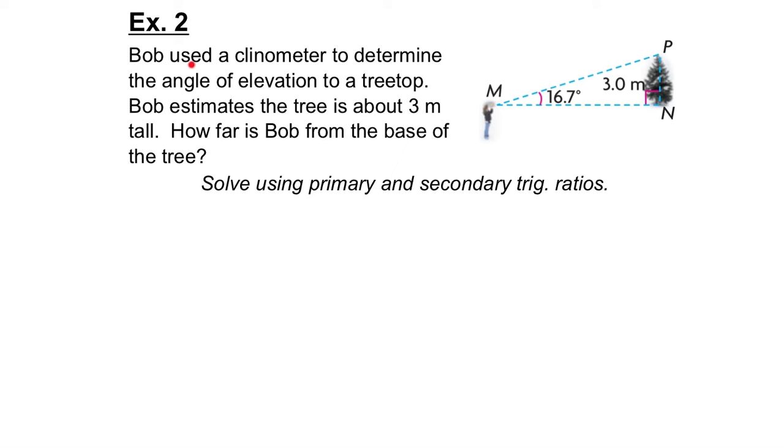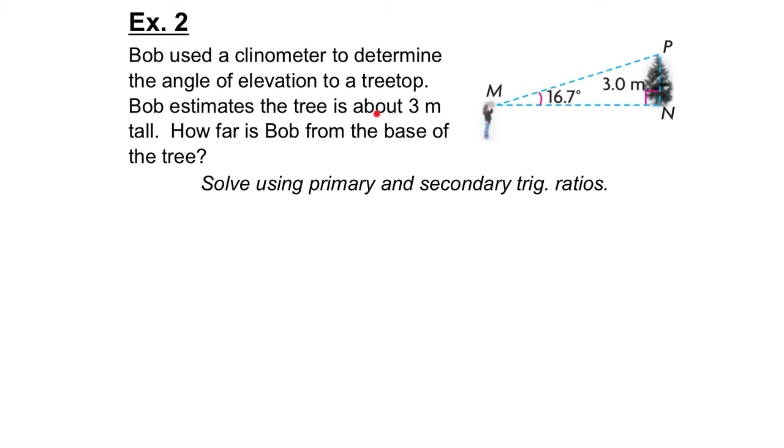Example 2. Bob used a clinometer to determine the angle of elevation to a treetop. Pause there for a second. Angle of elevation. Elevation is in the upward direction. So this is the angle looking up. So here's Bob. He's looking up at a 16.7 degree angle. That's the angle of elevation. The clinometer is just the device he used to measure that angle.